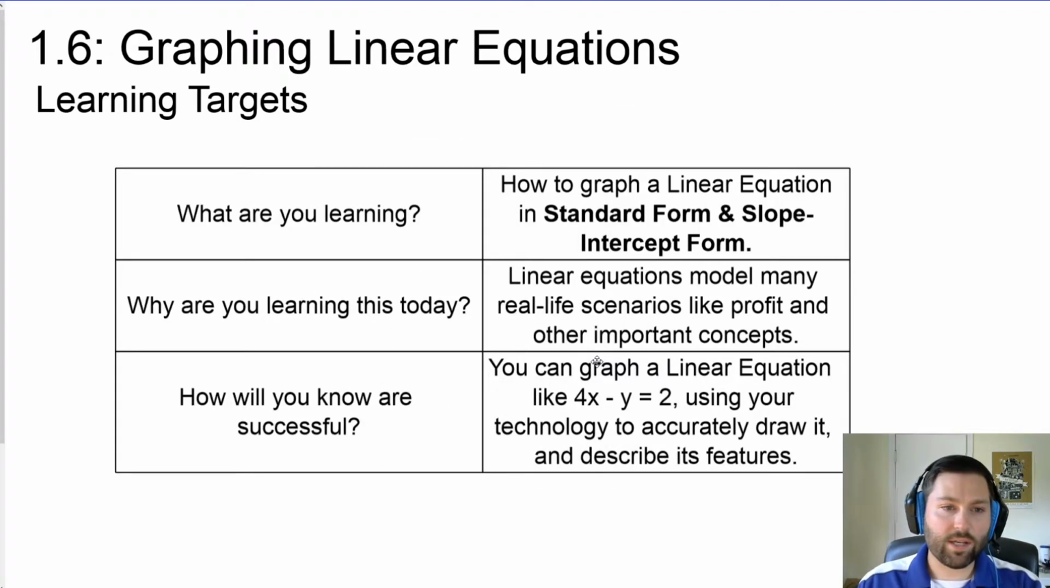So in this video, guys, we're going over how to graph linear equations that are both in standard and slope-intercept form because they model lots of real-life important concepts. And you'll know you can do this successfully when you can model something like 4x minus y equals 2 on a coordinate grid, and then you can accurately draw it and describe its features.